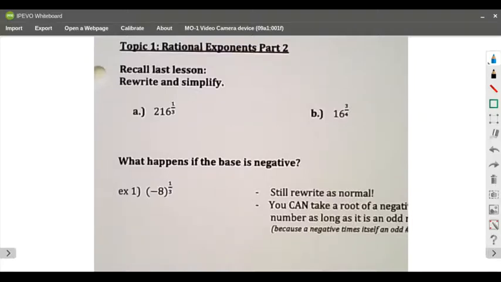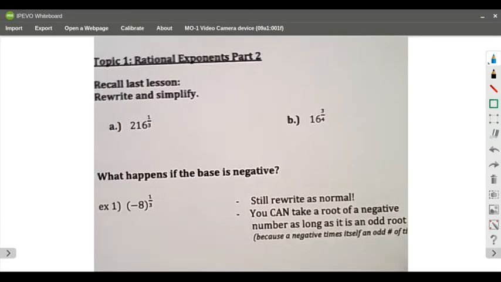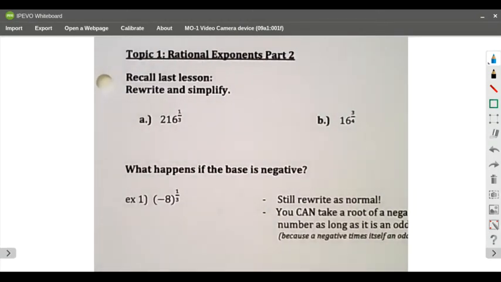Okay, so today we're going to do a continuation of what we learned the other day, which was how to take fractional exponents and rewrite them and simplify. So I'm just going to go over a couple examples that are just like the ones from last time, and then we're going to go over a couple new kinds.